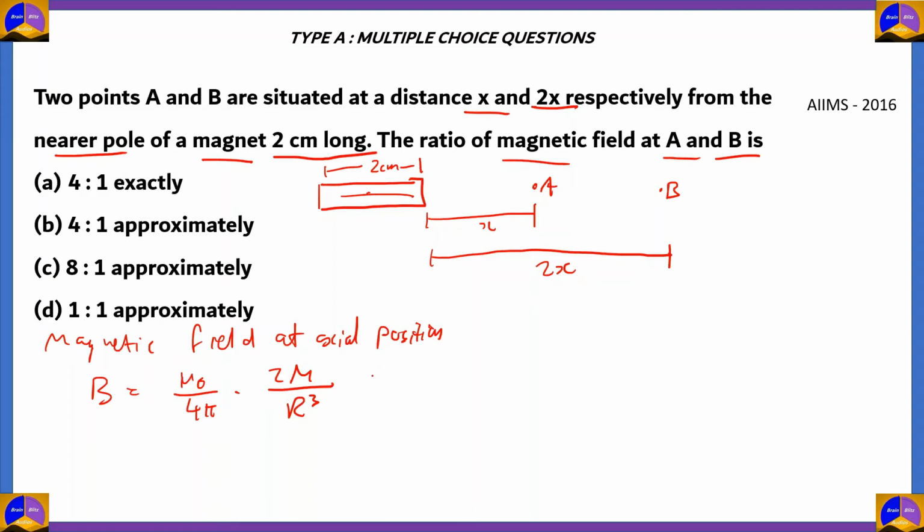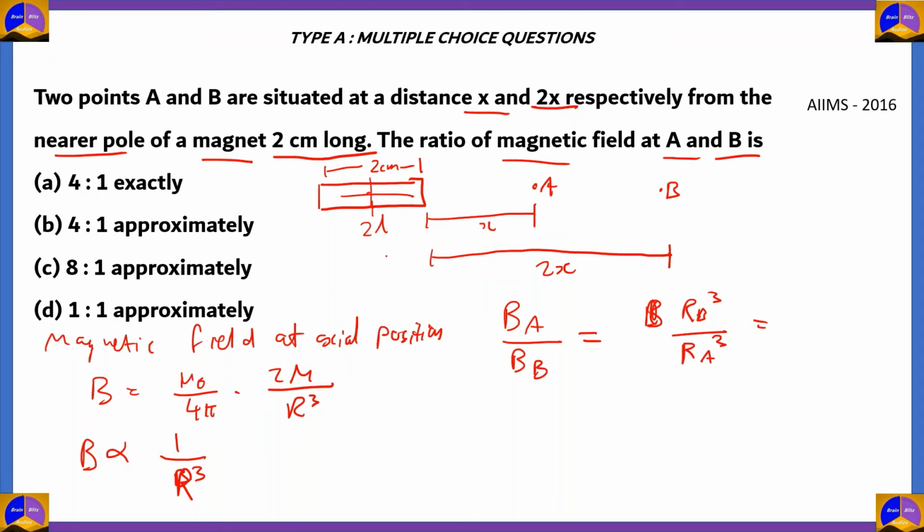So over here, we get the relation that B is inversely proportional to the cube of r. So B is proportional to 1 by r cubed. So right now, let's get the ratio. Magnetic field at A divided by magnetic field at B is equal to the distance at B, the whole cube, divided by the distance of A, the whole cube. If you look here, 2 centimeters is the length of the whole magnet. And the length of the whole magnet is usually given as 2L. So the value of L here is 1 centimeter.